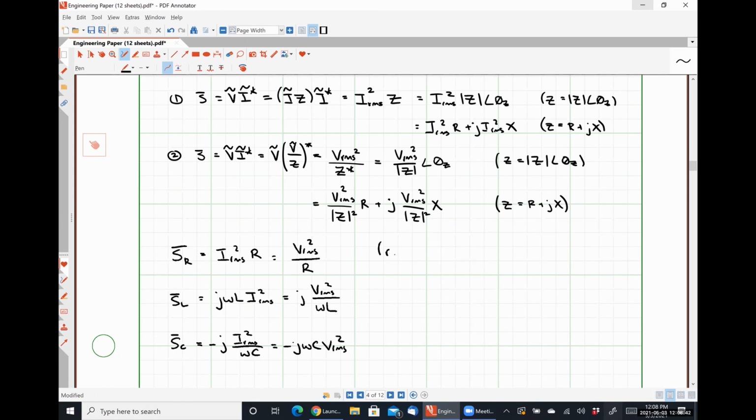So just to recap, resistors absorb average power, inductors absorb reactive power Q, and capacitors supply reactive power Q because they absorb negative Q. Okay. And this last bit right here actually leads us directly into power factor correction and why we use capacitances to correct exceedingly lagging power factors.